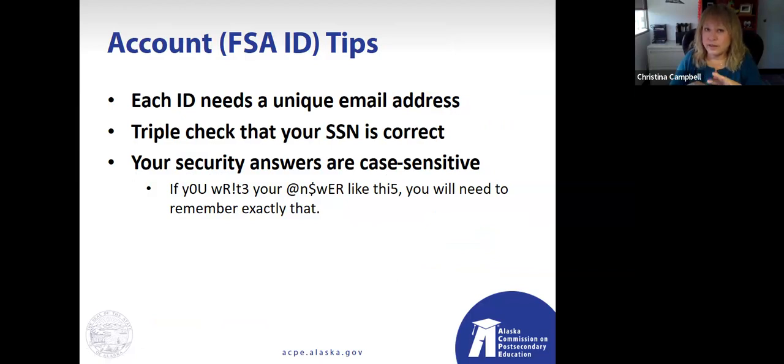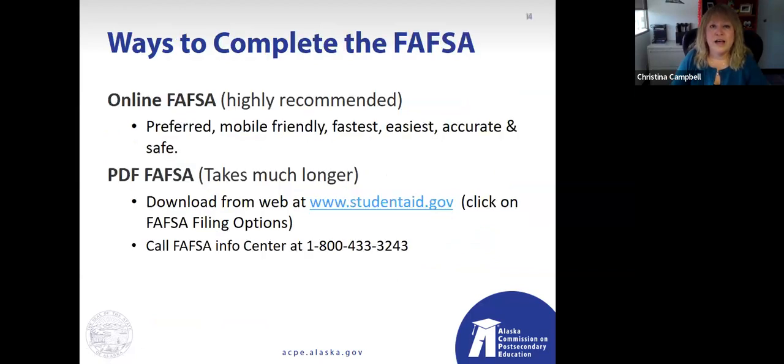And they want to triple check. I know students type things fast. They are fast movers. But in this case, double check social security numbers and birth dates, because that will hold things up with the Social Security Administration as well.